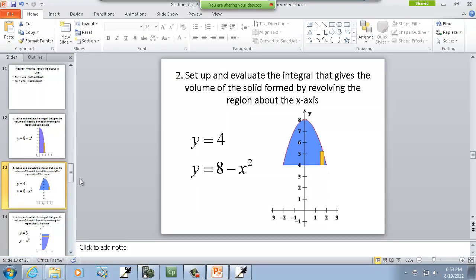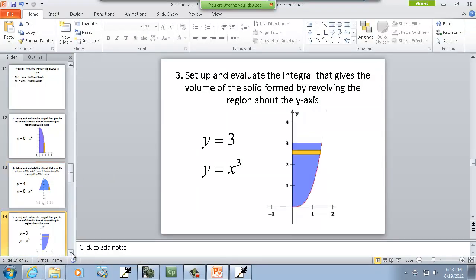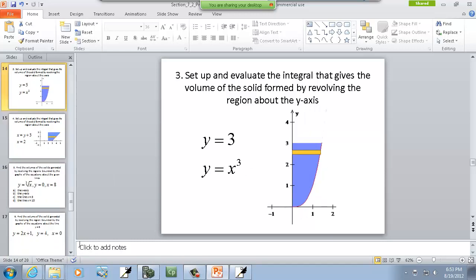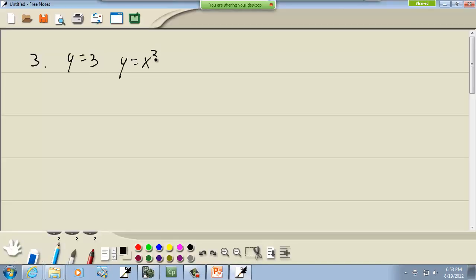Okay, let's look at the next problem. Set up and evaluate the integral that gives the volume of the solid formed by revolving the region about the y-axis. So we got y is equal to 3, and y is equal to x to the 3rd. About the y-axis, you have pi out in front still. This goes from, I think I use C and D, not that it matters what letter, and then r of y squared dy.